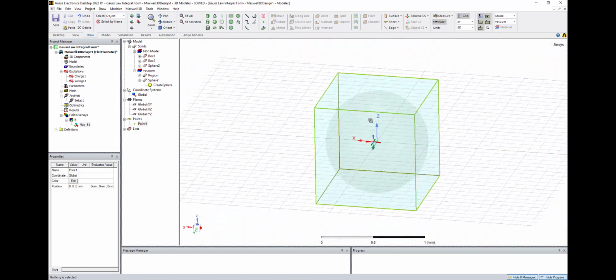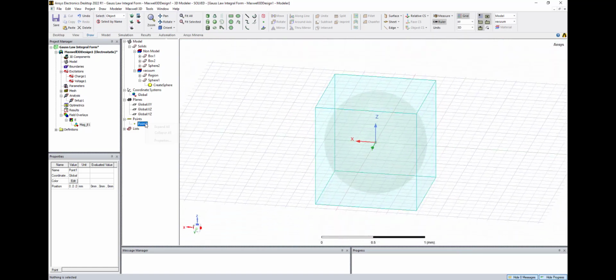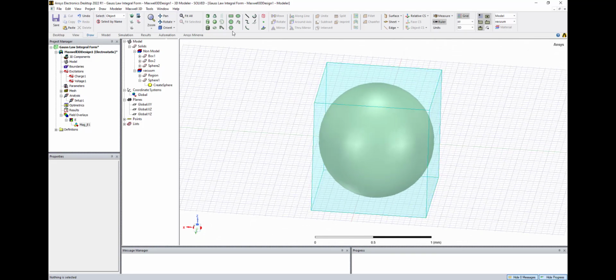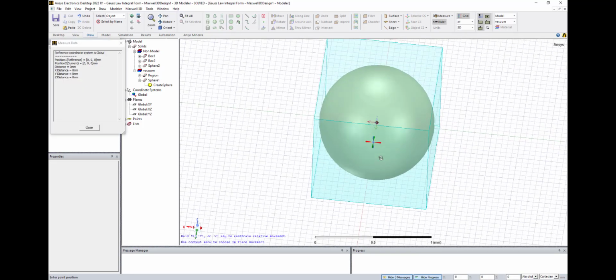So there's my inside point object. I may as well go ahead and name it. I'll just rename it over here. We'll call it inside point. And then, as you probably already guessed, I'm going to go ahead and make an outside point. So let's just try to do it this way.